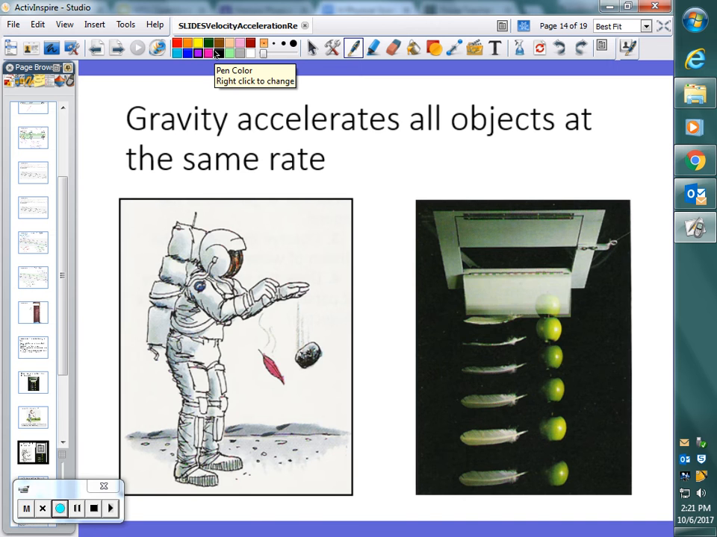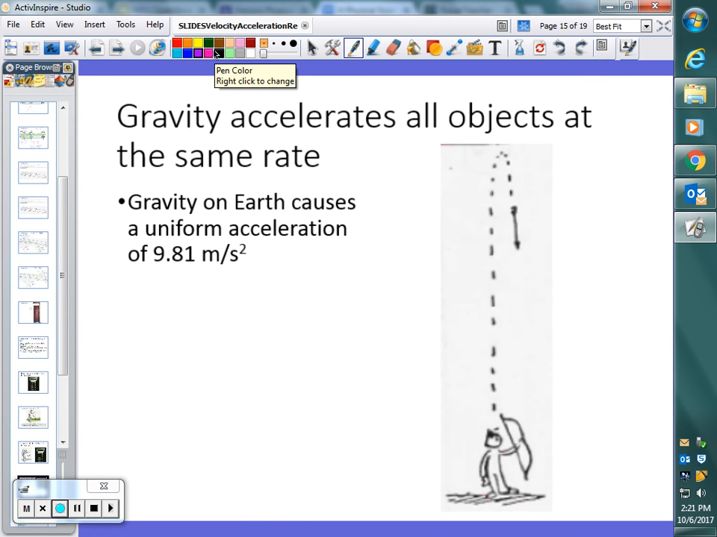All right, but here's what we want to get into today. Gravity accelerates all objects at the same rate. Here on Earth, that rate is 9.8 meters per second. But gravity doesn't only affect things as they're moving downward. Gravity also affects things when they're moving upward. And it causes the same acceleration.